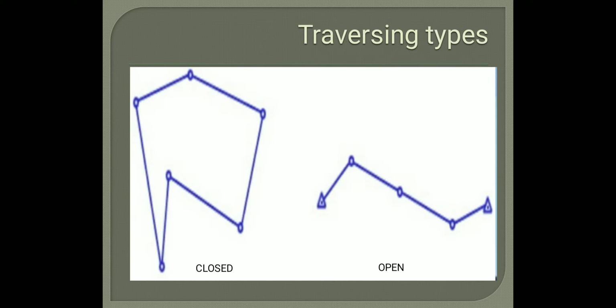What are the types of traversing that are used? The first one is a closed traverse, and the second one is an open traverse. A closed traverse starts and ends at the same point, where we have a fixed boundary, and an open traverse is where the boundary is not fixed and we want to record the bearing of the lines.